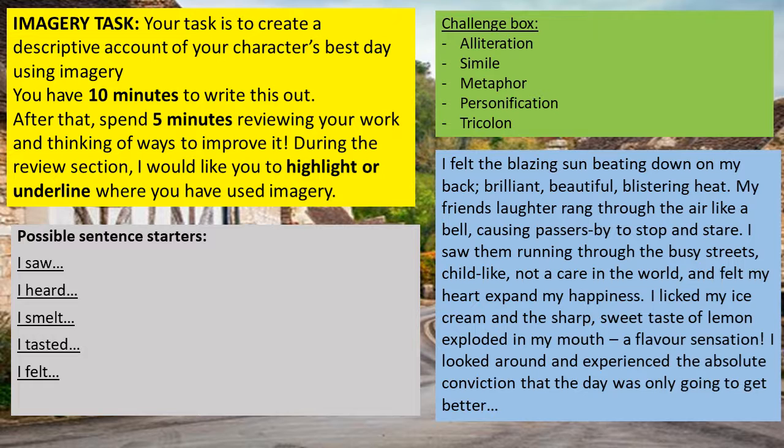Some possible sentence starters include I saw, I heard, I smelt, I tasted, and I felt. I've also got a box with some challenges to use alliteration, simile, metaphor, personification, or tricolon. So if you want to challenge yourself, pick one or more, depending on how much challenge you want, of the terms from that box and try and put them into your writing.